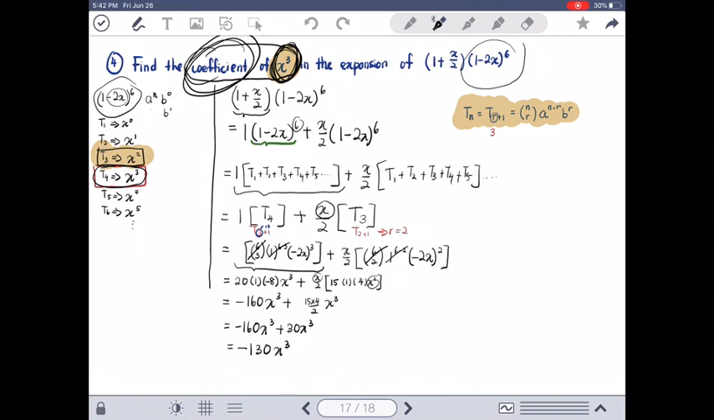Since the question want the coefficient, so we do not include the x to the power of 3. So final answer is negative 130. Okay.